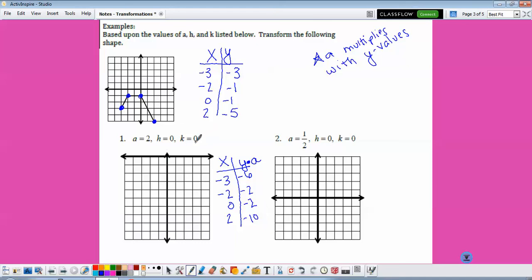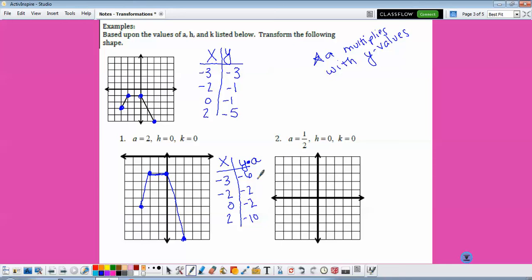Now, since H and K are 0, I'm going to graph these points. So -3, -6, -2, -2, 0, -2, and 2, -10. And then I'm going to connect my dots. And see, it's like I took my graph and stretched it out. If A equals 2 stretched out my graph, what do you think A equals 1/2 will do to it?